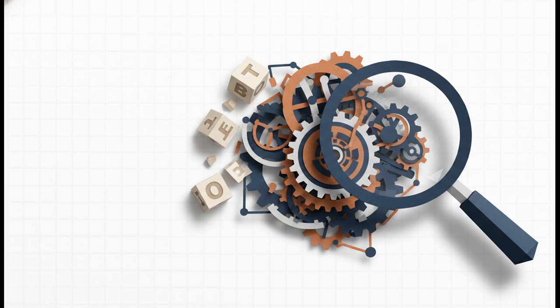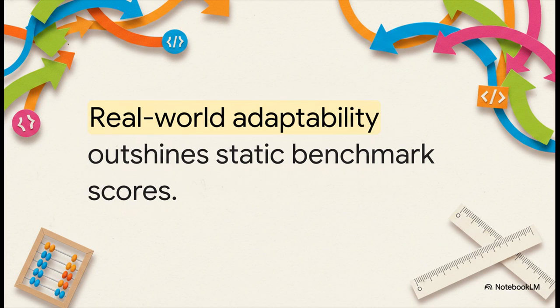As for the new Opus 4.8 architecture we've been discussing today, well, the industry eagerly awaits its final ranking on this board. But given its new ability to handle ambiguity and spawn these dynamic workflows, expectations are incredibly high. Which brings us to the core takeaway of everything we've analyzed today. It's simple, really. Real-world adaptability outshines static benchmark scores every time.